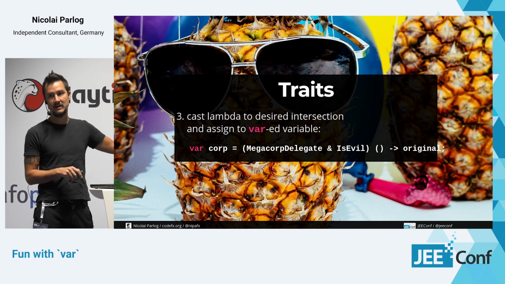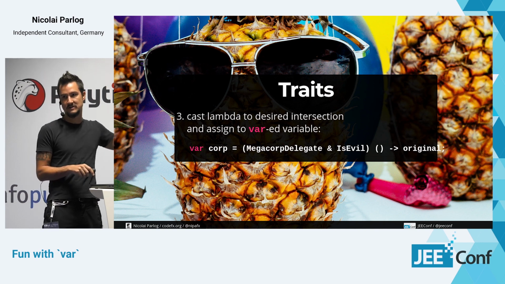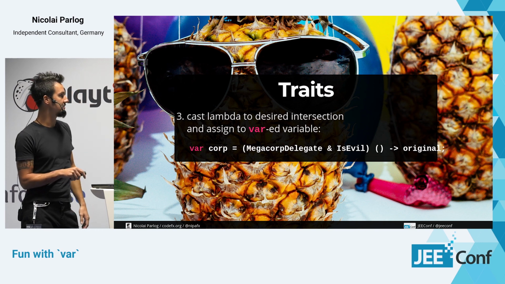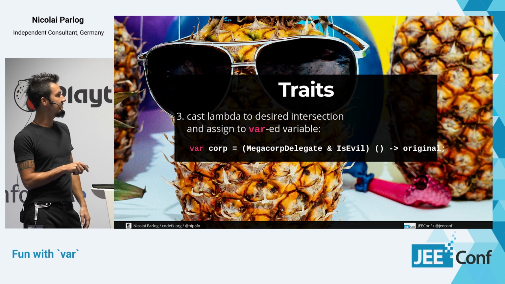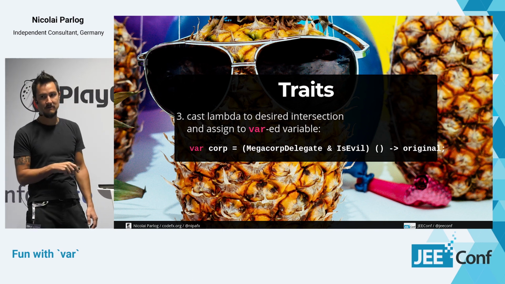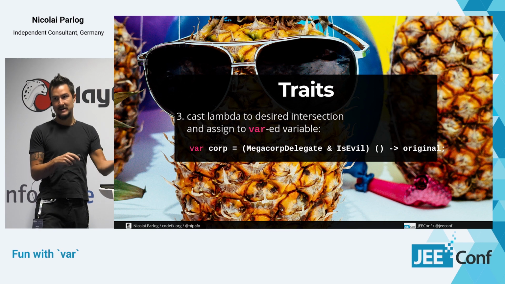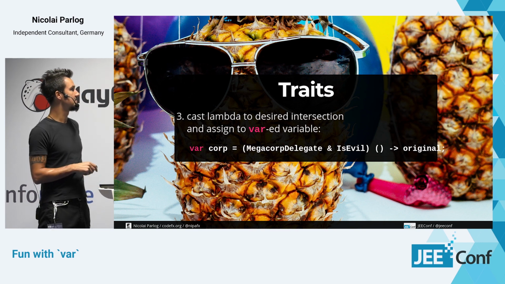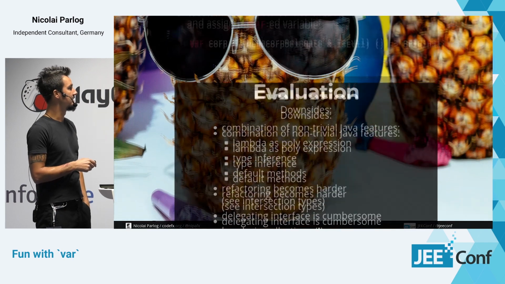You could not do that with anything else. You can't just take a variable and cast it to this. You'll get a compile error. But you can use a lambda expression to cast it to this, and then you can assign this to a var variable. So this original is just a MegaCorp, but you cast it to this, and what you get now is something that has a MegaCorp API, but it also has the isEvil API. So that's pretty neat. That's the trick here.